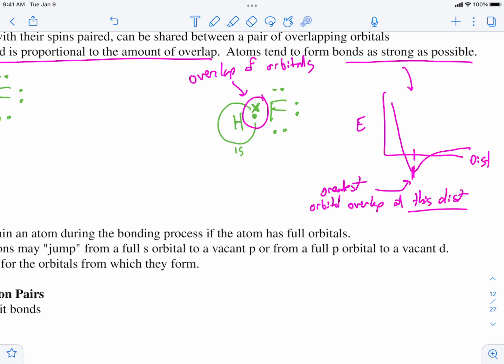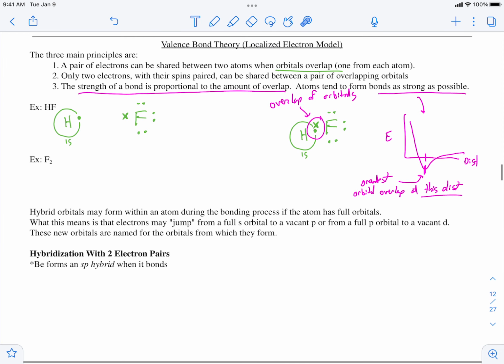And then if you push them too close to each other, then they start to repel more, and the energy starts to rise, and it's not stable. Okay, so let's walk through the different geometries we see and the reason for those geometries.